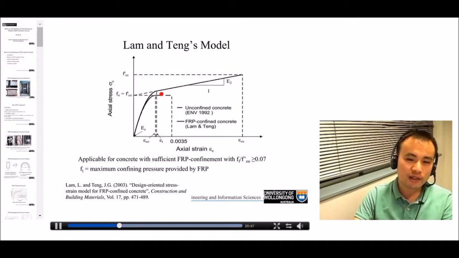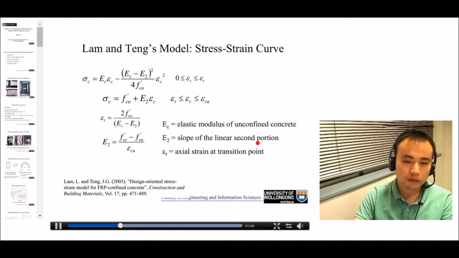So one of the most important advantages of the Lam and Teng model is that it can reduce to the model for unconfined concrete, which is adopted by the European standard. So in this way, both unconfined concrete and FRP-confined concrete can be covered by one unified model. And this is one of the most important advantages. And because in this model they use two separate equations to describe the two stages of the curve, the equation is also much simpler than the other equations.